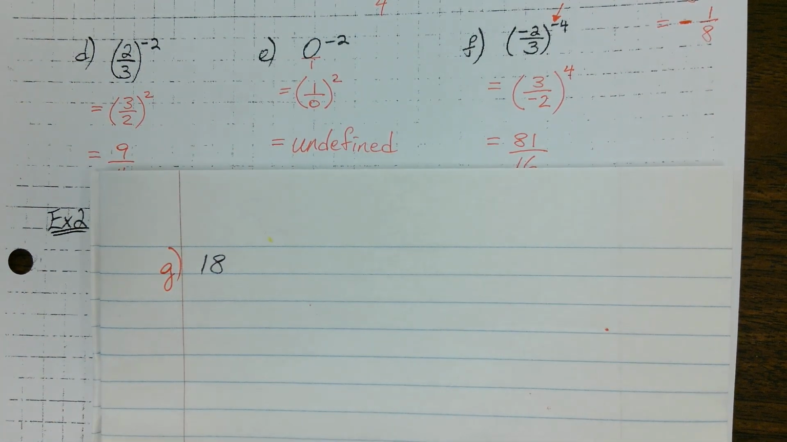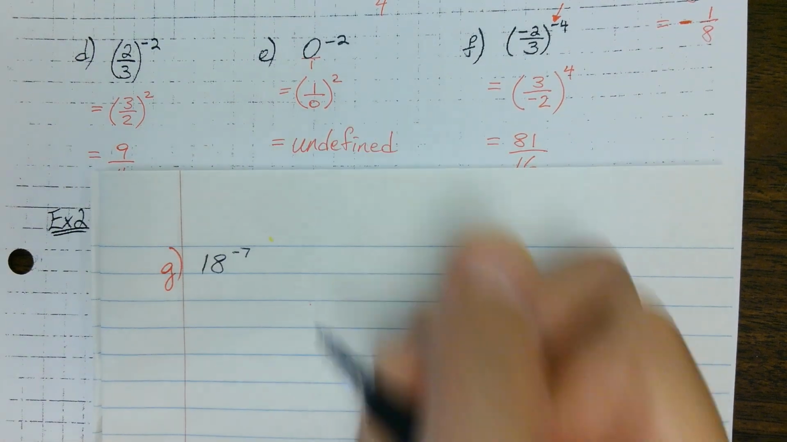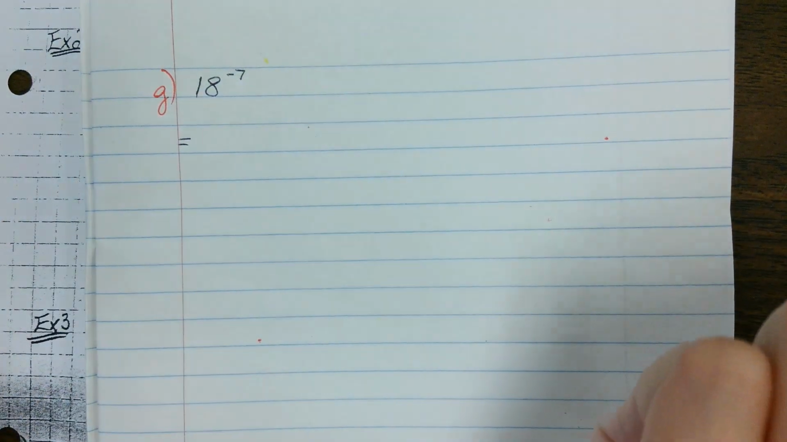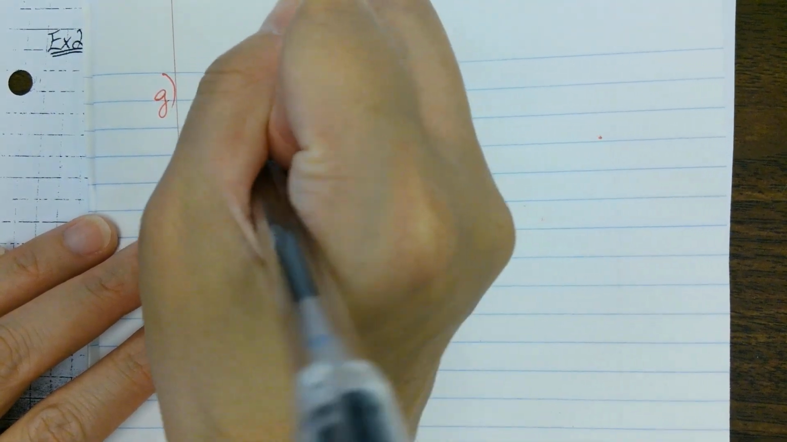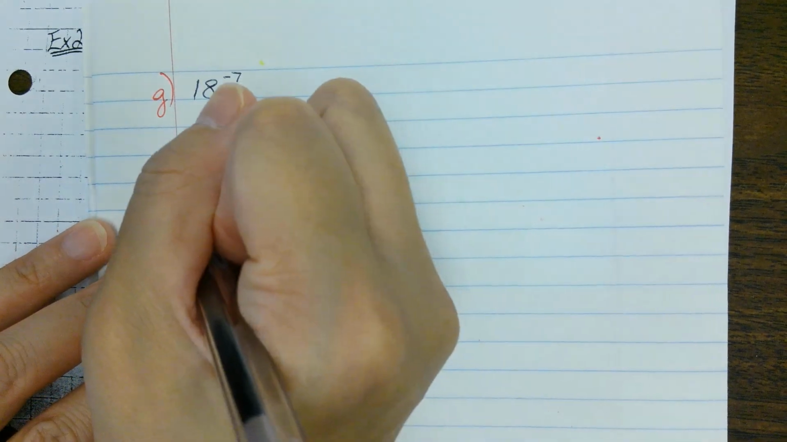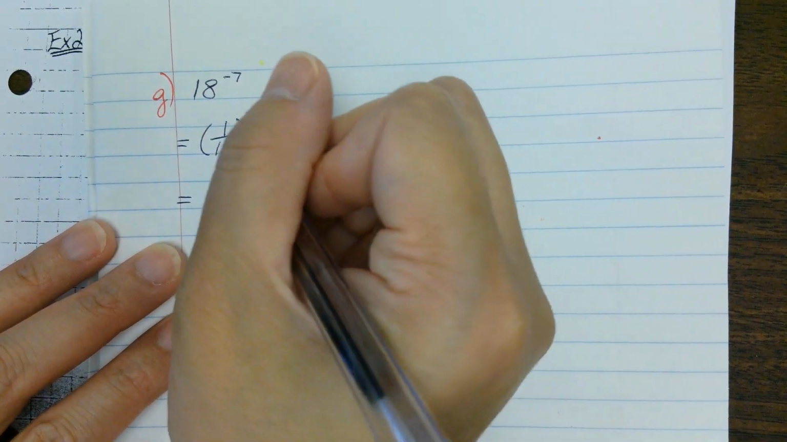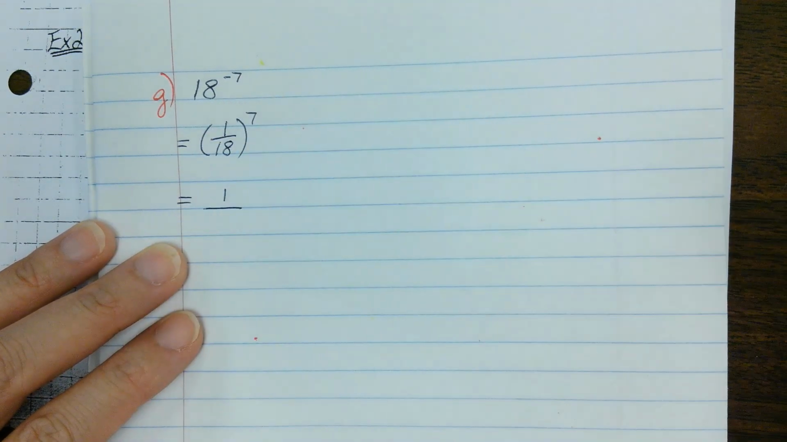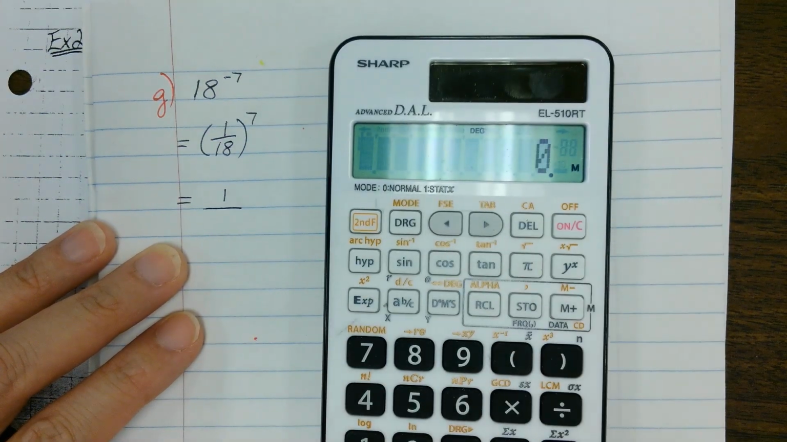Justin, give me a negative number. -7. Okay. I have 18 to the power of -7. What's my base? So when I flip it, and my exponent, yeah. Then it's 1 times 1 times 1 times 1 times 1 times 1, which is just 1 over 18 to the power of 7.